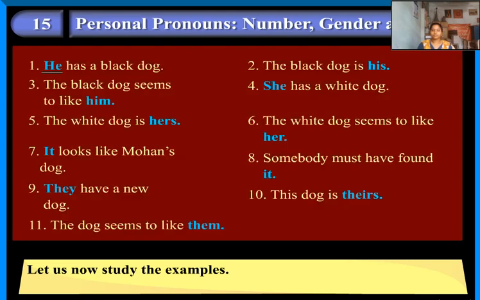He has a black dog. The black dog is his. The black dog seems to like him. She has a white dog. The white dog is hers. The white dog seems to like her. It looks like Mohan's dog. Somebody must have found it. They have a new dog. This dog is theirs. The dog seems to like them.